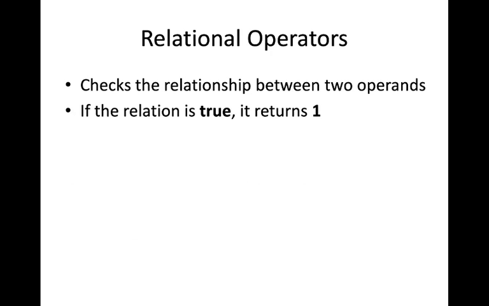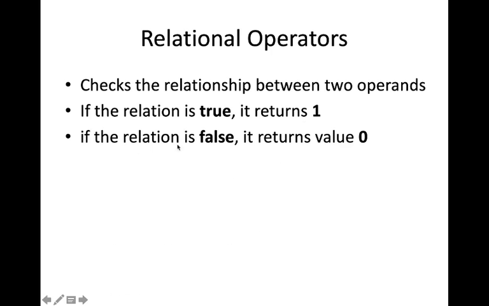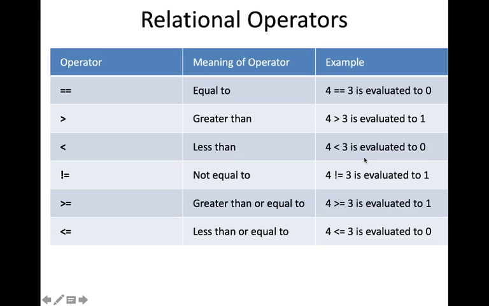Okay, so if the relation is true, it returns a value 1. Always remember that when we check number 1 equal to number 2, if both are equal, then it will return 1. If the relation is false, it returns 0. So for true it is 1 and for false it is 0. So these are the different relational operators. We have 6 relational operators.